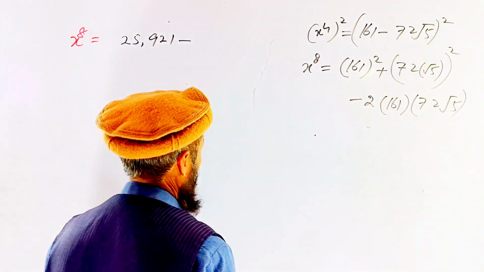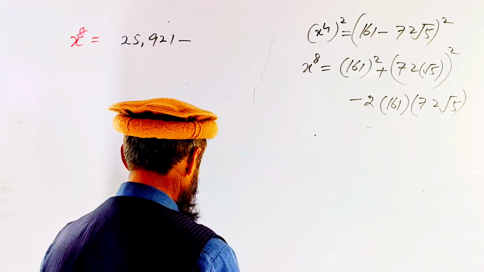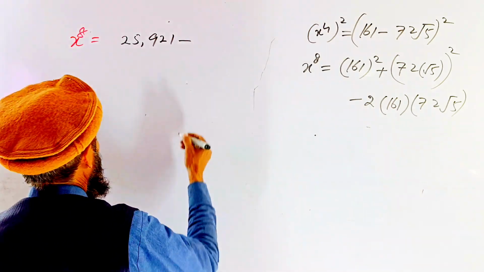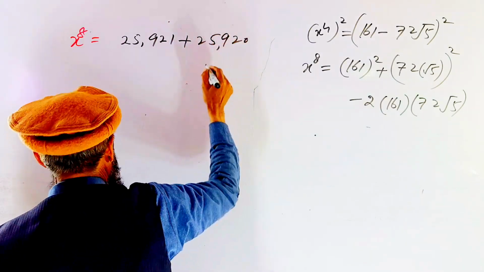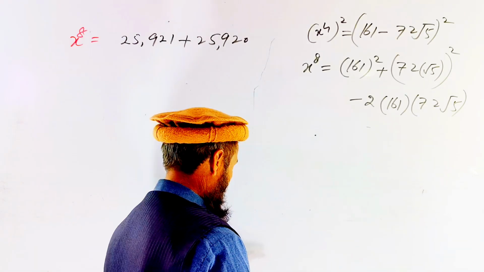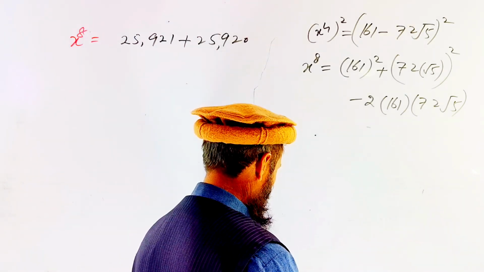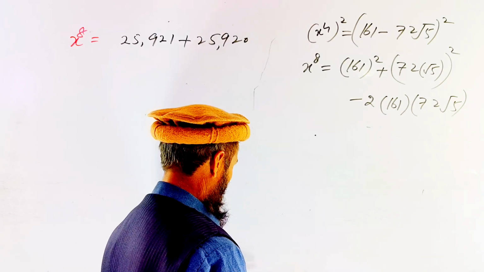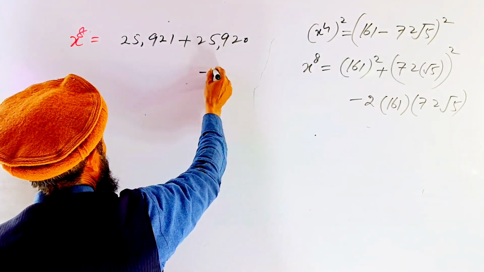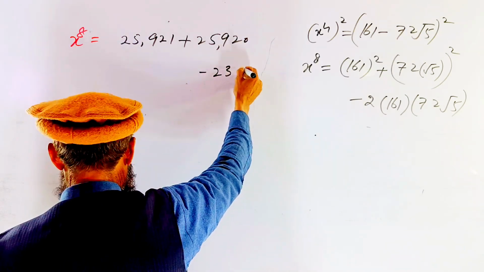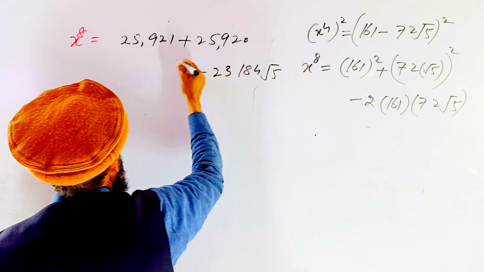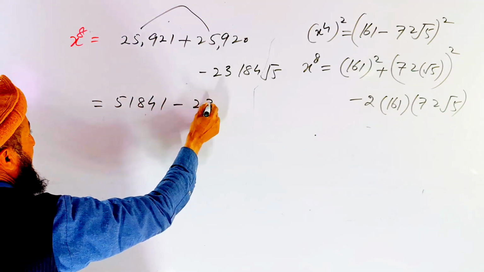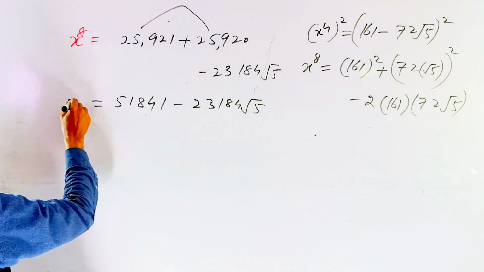minus and 72 square plus 72 square multiplied by 5, we get 25920, and also this multiplied result 2 multiplied by 161 multiplied by 72, we get here minus 23184 5 under the root, and we add these two terms, 51841 minus 23184 square root 5 as x exponent 8.